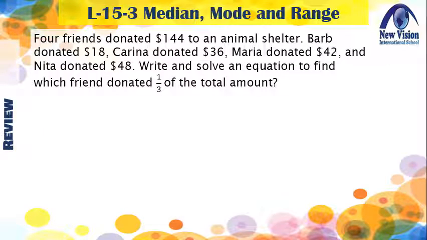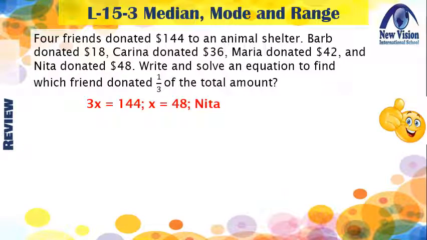Now, our second review question is: 4 friends donated $144 to an animal shelter. Barb donated $18, Karina donated $36, Maria donated $42, and Nita donated $48. Write and solve an equation to find which friend donated 1/3 of the total amount. What is your answer? Very good. Divide the total money into 3. That is, 144 divided by 3 equals 48.